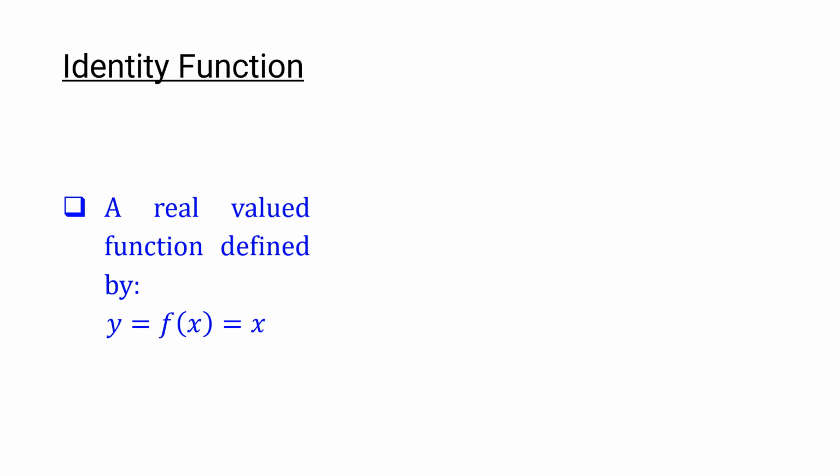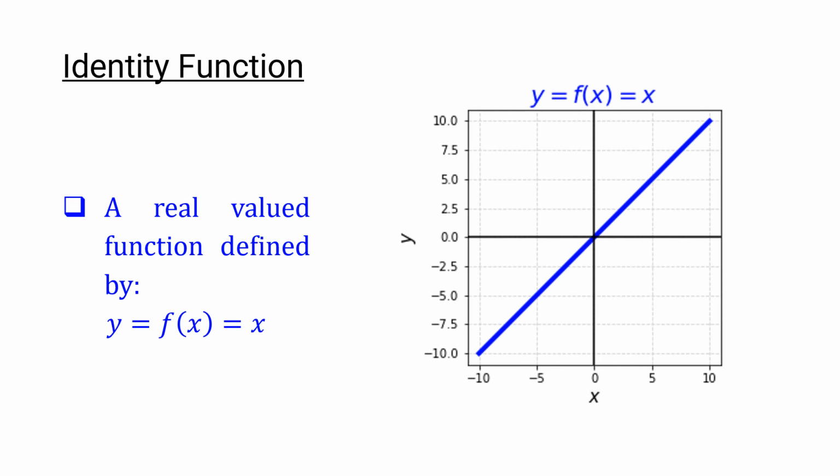Now that we have seen the definition of functions, it's time to see some of the common functions. The first common function is the identity function. The identity function is a real valued function defined by y is equal to f of x is equal to x. Therefore, in the ordered pairs of this function, the first element is equal to the second element. The graph of this function is like this.